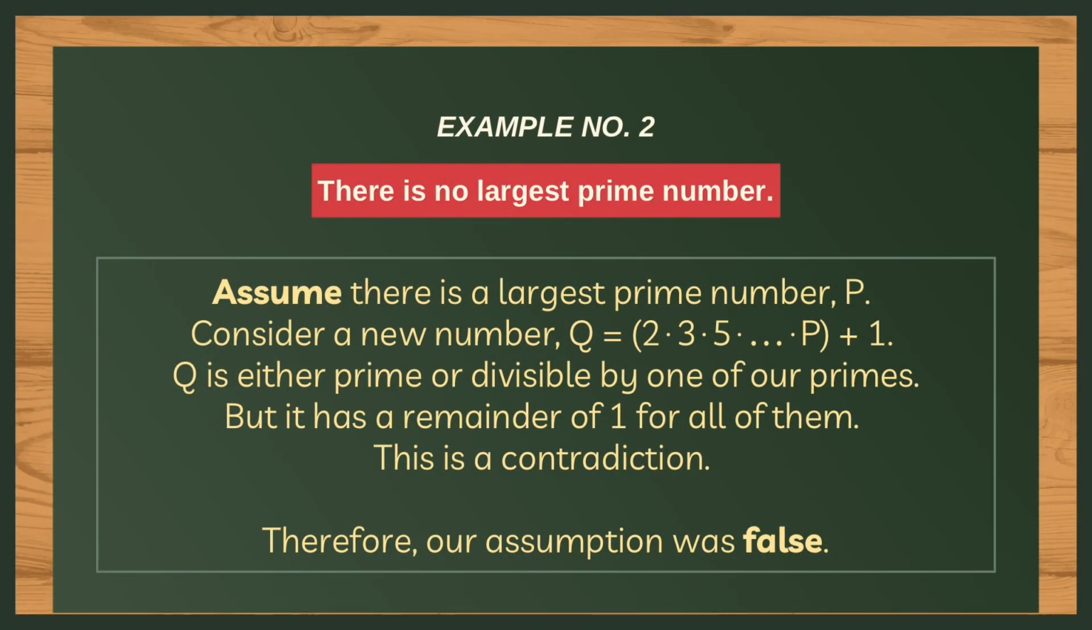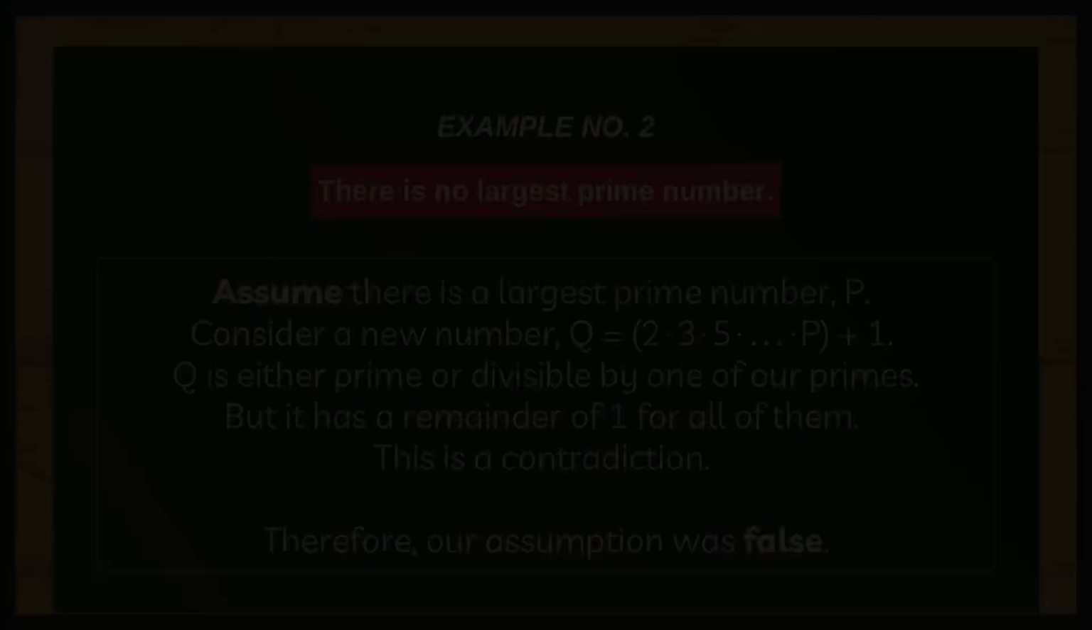Example number 2. There is no largest prime number. Assume there is a largest prime number, P. Consider a new number, Q, equals (2 × 3 × 5 and so on and so forth until P) + 1. Q is either prime or divisible by one of our primes, but it has a remainder of 1 for all of them. This is a contradiction. Therefore, our assumption was false.